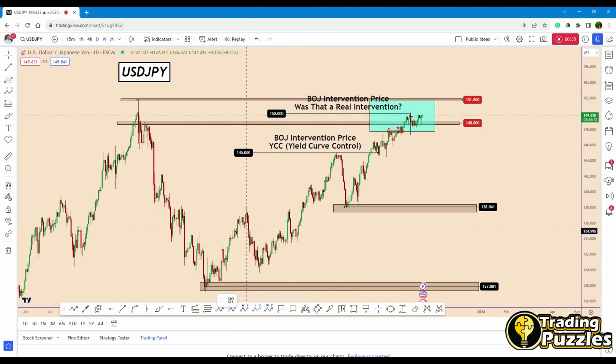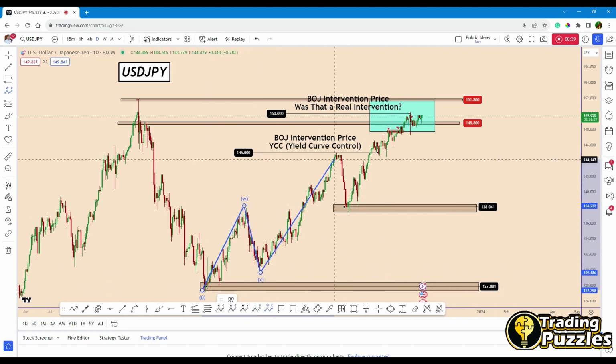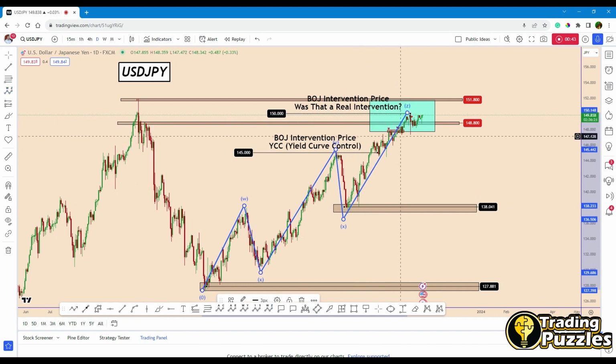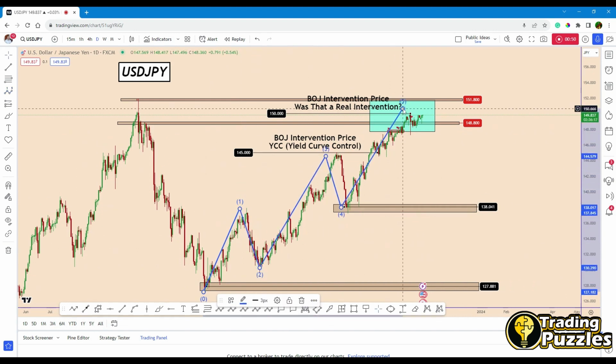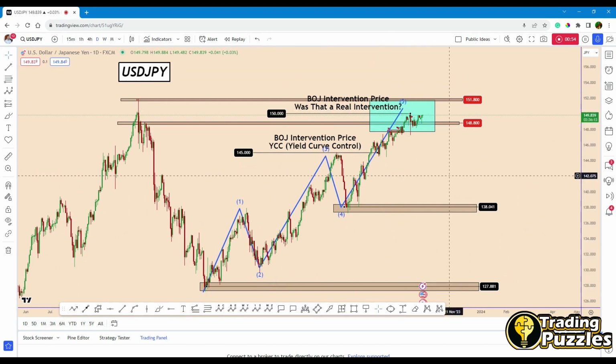From the current price movement, we may see that we are in this type of movement. We can see it in different ways, as a W, X, Y, Z correction, or as 1, 2, 3, 4, 5. So it doesn't matter. This is the way that I'm looking at this for the moment.